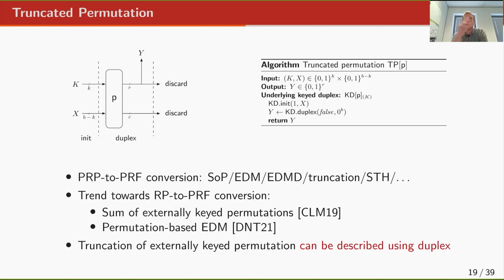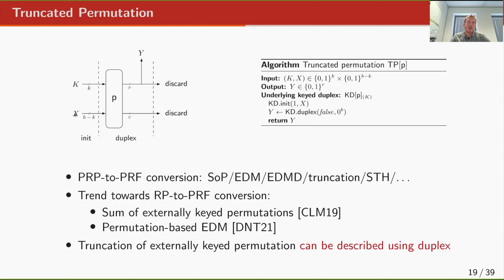So let's look at the algorithm first. We have a key of k bits. We use a b-bit permutation. We have an input x of b minus k bits, and you get an output y of r bits. And then we just define truncated permutation on top of the duplex. So we take our duplexing interface as a black box, and the initialization, in the algorithm, gets its input 1, x, because in my applications, I just take a single key setting. So 1 means the first key, but there's only 1 key, so you can forget about that.